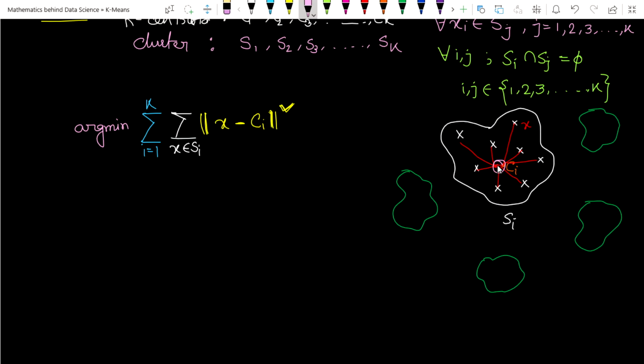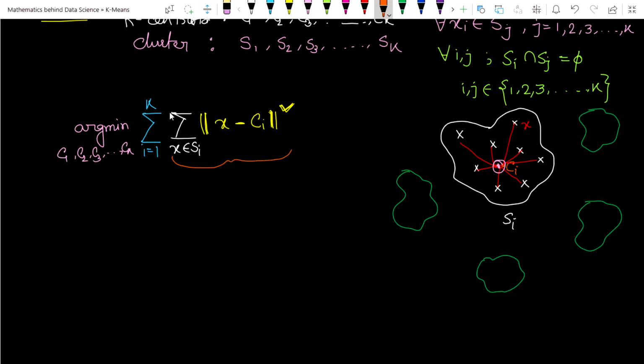What will be the centroid value? We are interested in finding this. So the argument is that you have to find the ck values: C1, C2, C3, like that up to Ck. We are interested in finding these centroids using these equations. Now try to understand these equations. I think from these discussions you got how they actually work. Now let's write these things.